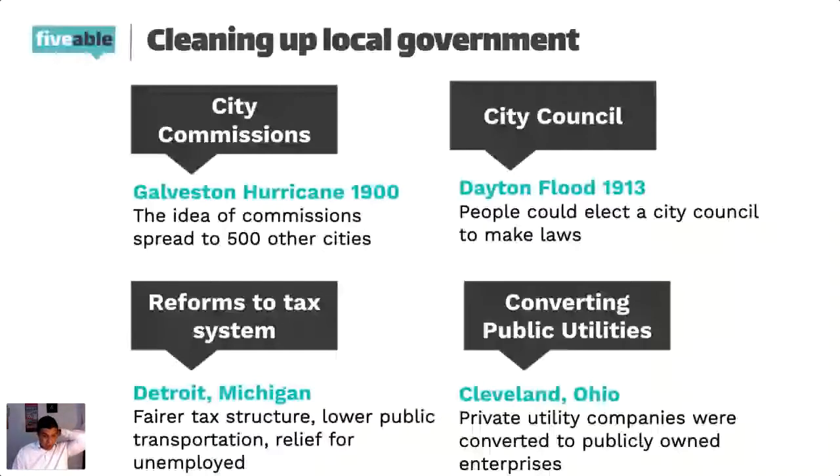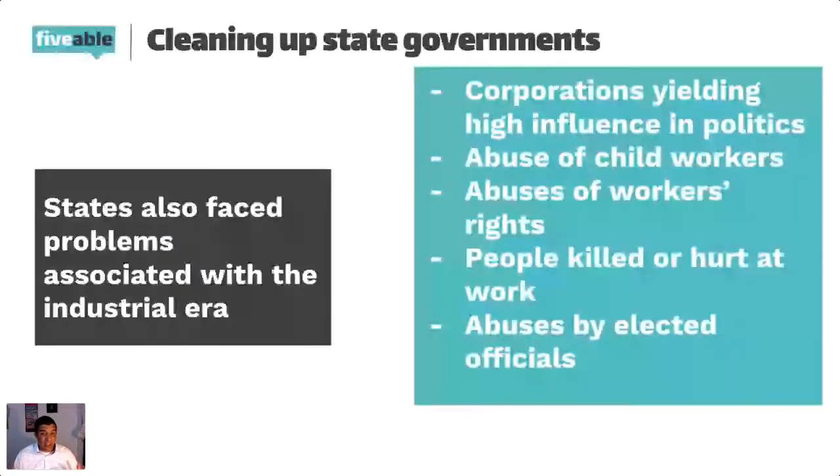Now let's look at national government. Just like local cities were facing problems with industrialization, so were the states. The states were having high corruption rates in politics. Corporations can influence politics and buy power. This is a huge obstacle for a democracy. There were abuses of child workers. There were abuses of workers' rights. People were killed or hurt at work, and basically nothing happened to the employers. And there were abuses by elected officials.